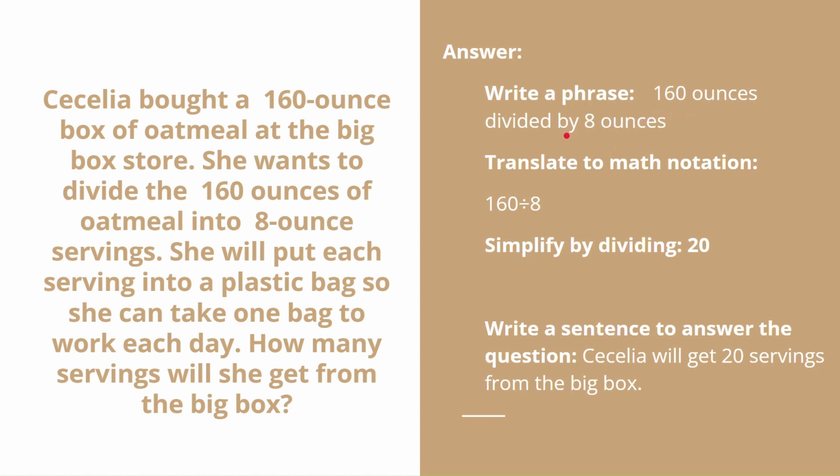So it will be 160 ounces divided by 8 ounces. And we translate it into math notation. 160 divided by 8. Simplify by dividing. The answer will be 20 because we know that 2 times 8 is 16 and then the 0 goes to the back. And we write a sentence to answer the question. Celsia will get 20 servings from the big box.